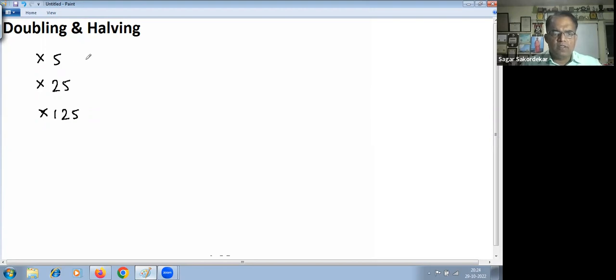So what you have to do is, instead of multiplying by 5, multiplying by 5 can be converted as multiplying by 10 and dividing by 2. And you know, 10 divided by 2 is 5. Multiplying by 25, okay, can be considered as multiply by 100 and divide by 4. 100 divided by 4 is 25. Multiplying by 125 can be done as multiply by 1000 and divide by 8. 1000 divided by 8 is 125.